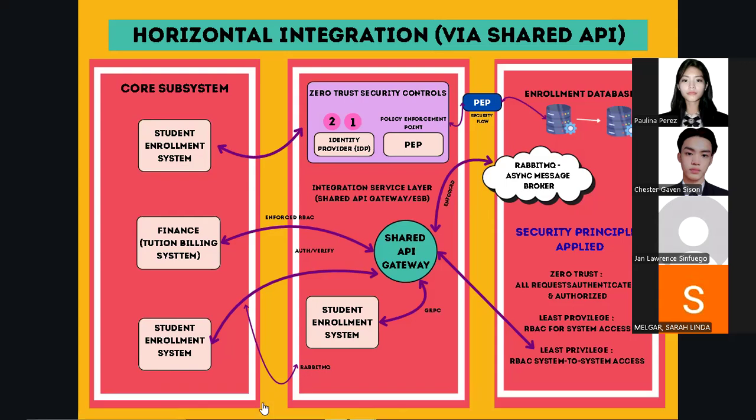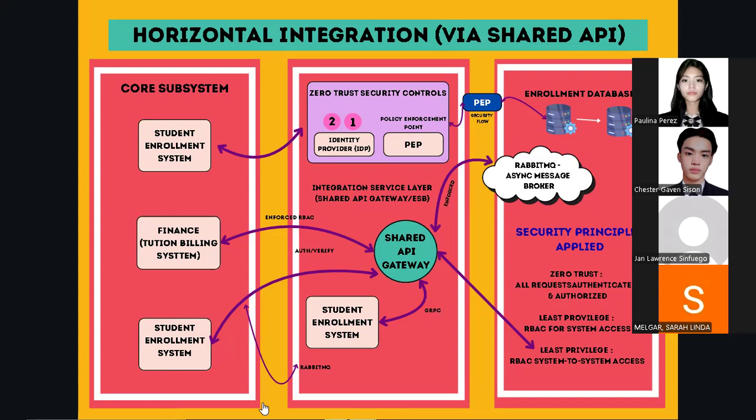This is where the identity provider, the IDP, comes in. The IDP is like a guard that checks the identity of whoever is trying to access the system. It asks, who are you and can you prove it? For example, a system or a user must log in or provide a valid token to show that they are allowed. Then there is another layer called the Policy Enforcement Point or PEP.